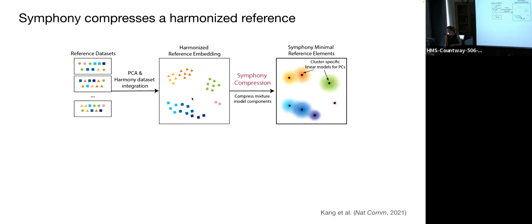And so Symphony compression takes in this harmonized reference atlas and it computes the minimum information that's needed to map new cells. And as I mentioned, Harmony uses this underlying linear mixture model where each cell is potentially assigned to multiple soft clusters. And each cluster learns its own model for how to remove the unwanted effects. And at a high level, what Symphony is doing is capturing summary statistics on each of these models, so we don't have to save information on all of the cells together.